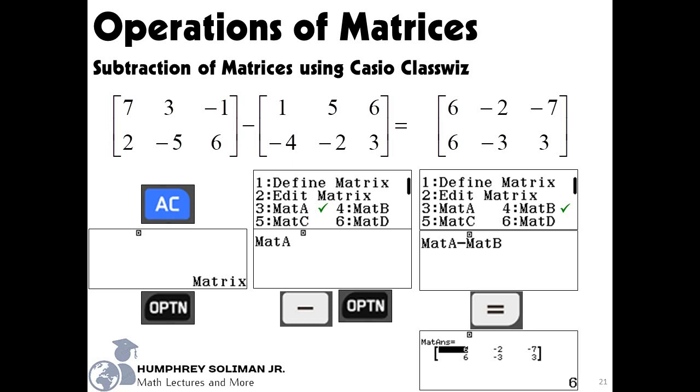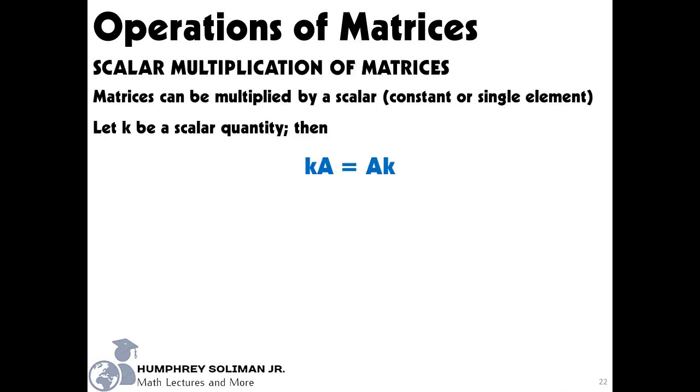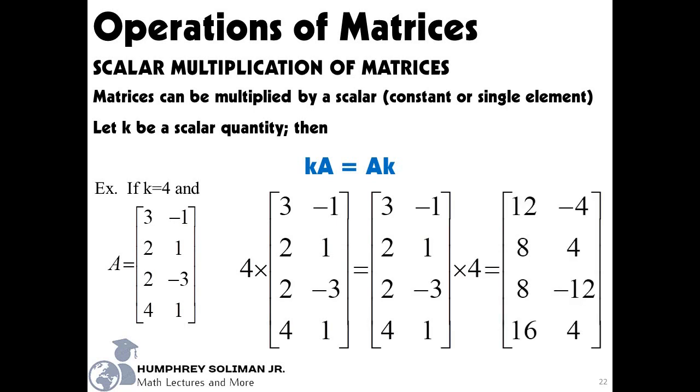Now let's go to scalar multiplication of matrices. Matrices can be multiplied by a scalar quantity. An example is shown below. You can see that the scalar quantity, 4, was multiplied to all the elements of matrix A. Next, the multiplication of two matrices.